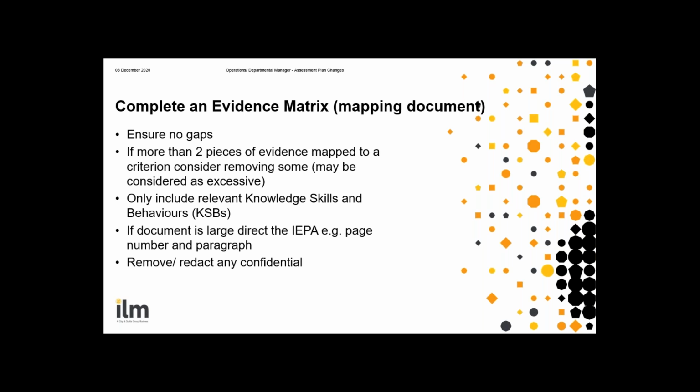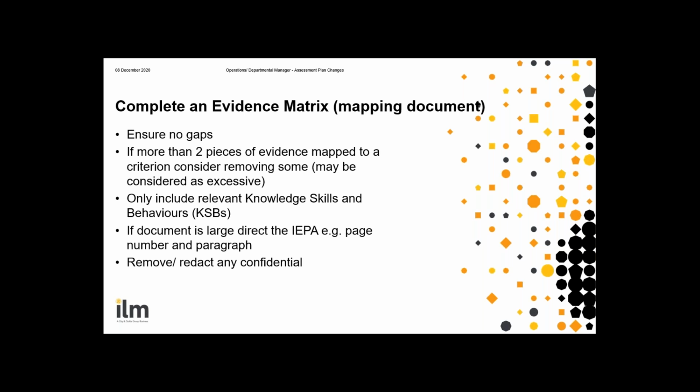If you've got a fairly large document, quite a number of pages, please direct the IEPA on that matrix document. Give them a page number, give them a paragraph, so that they can go straight to it to determine whether it meets the criterion. Don't give them a 20-page document to wade through to try and find it.